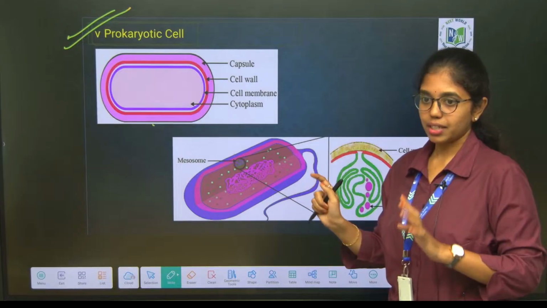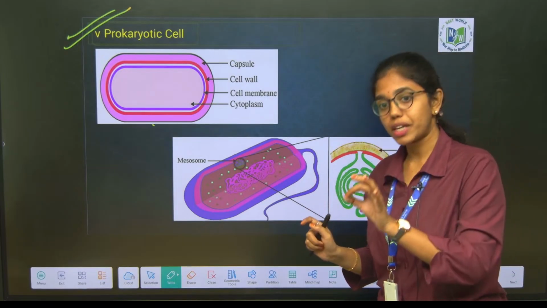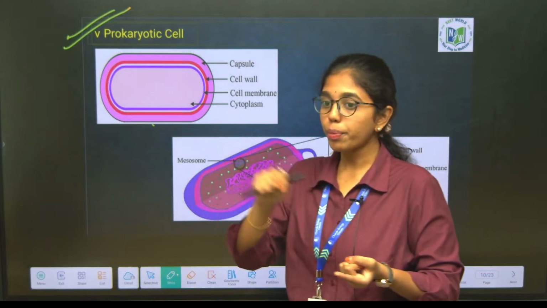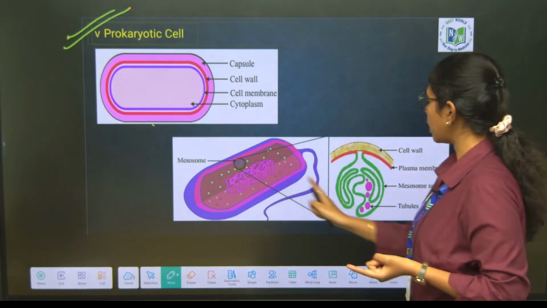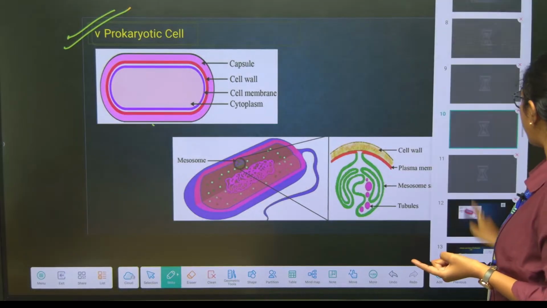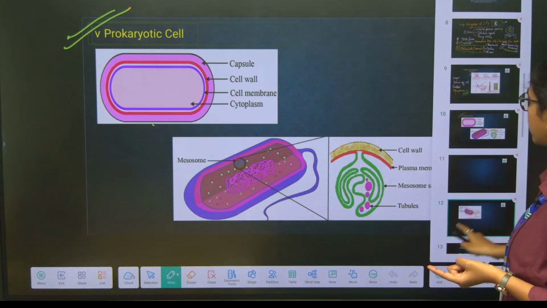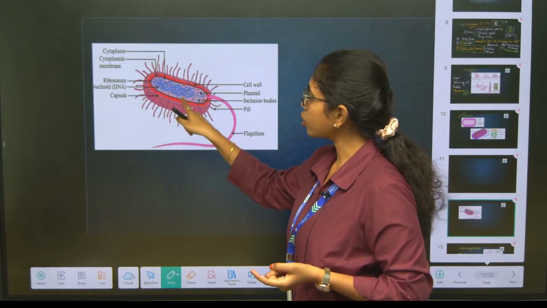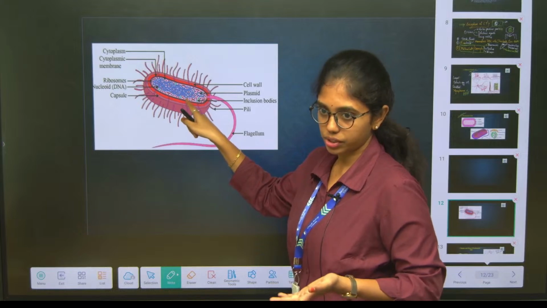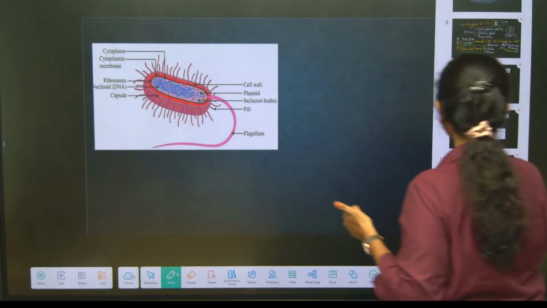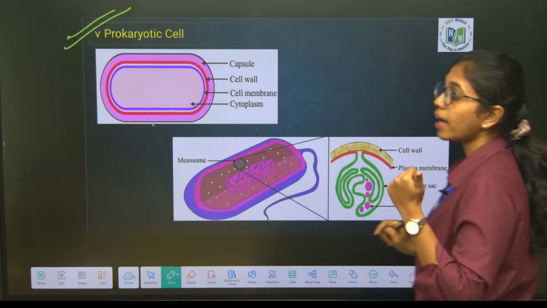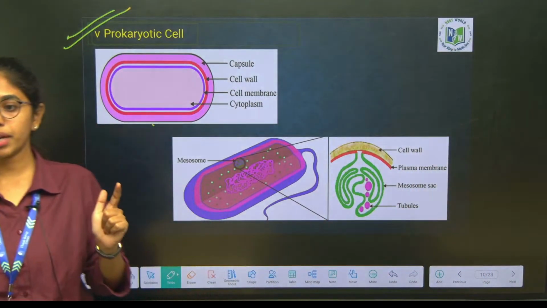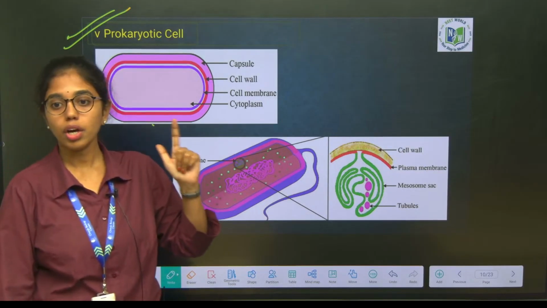Saying the nucleus is absent is a wrong statement. The nucleus is present, but you do not have a membrane bound nucleus. There is no proper membrane enclosing the nucleus, and no proper membrane bound organelles. That is the reason the genetic material is scattered inside the cytoplasm. This is called the nucleoid, not the nucleus. That is one characteristic feature. Second, there are no membrane bound organelles inside the prokaryotic cell, and there is no membrane bound nucleus.